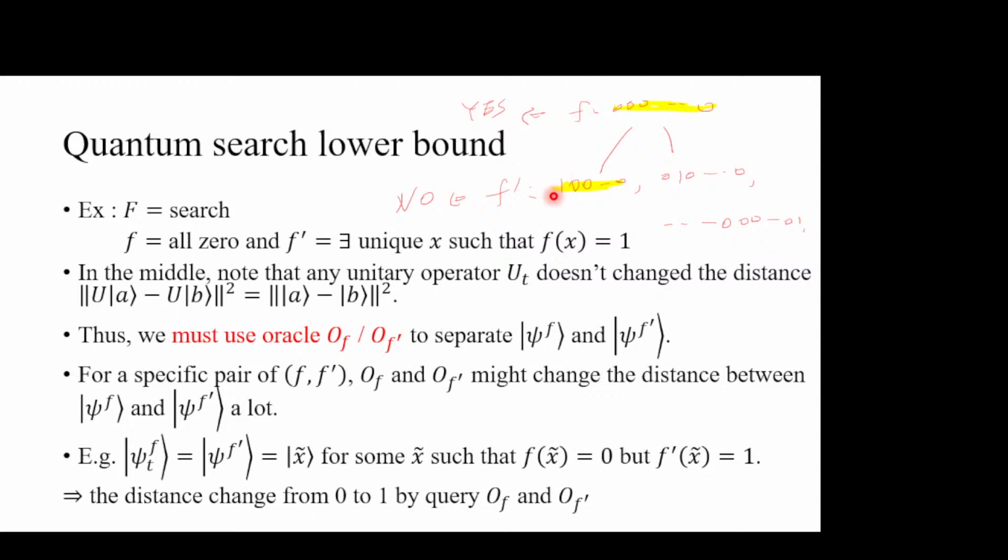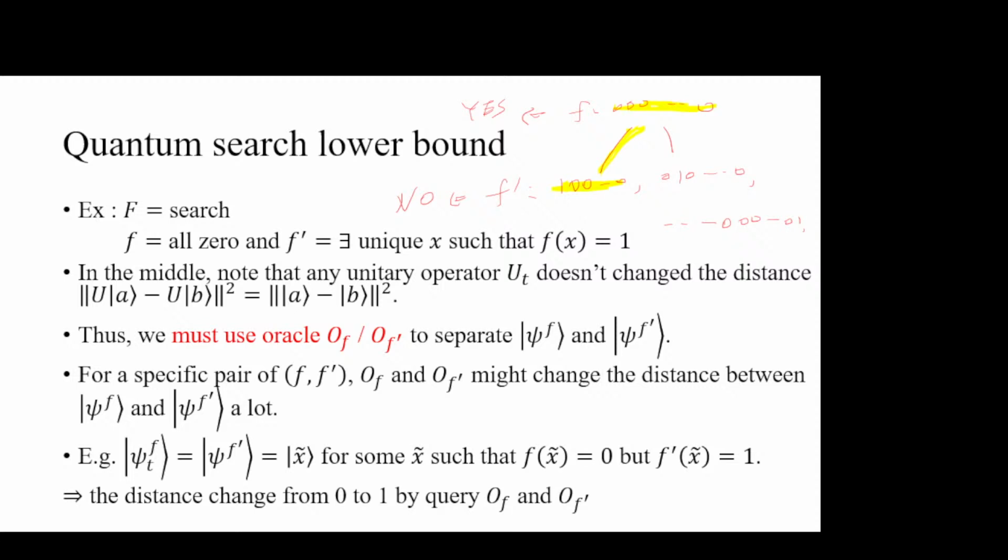Because if you query at the first location, so if your input state is just 0, you see that you can distinguish this f and this f prime very nicely. For a specific pair of f and f prime, the distance of the state can actually change a lot, because you can just query at a location where f and f prime are different. So one query is enough to distinguish them, and that doesn't give us a very good lower bound.